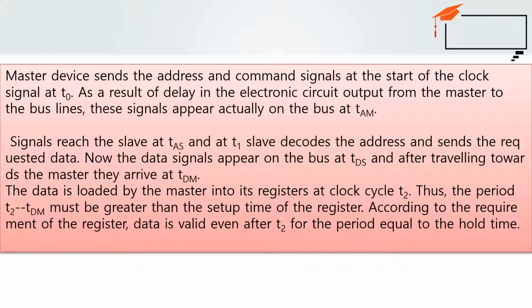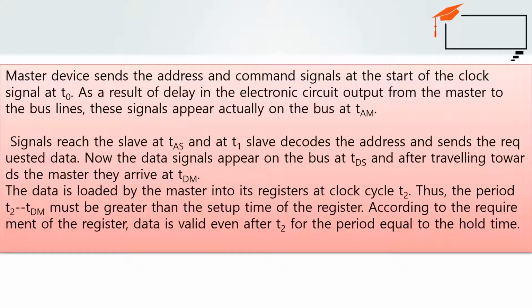Master device sends the address and command signals at the start of the clock signal at T0. As a result of delay in the electronic circuit output from the master to the bus lines, these signals actually appear on the bus at TAM. Signals reach the slave at TAS and at T1.